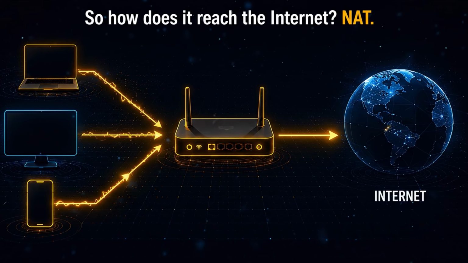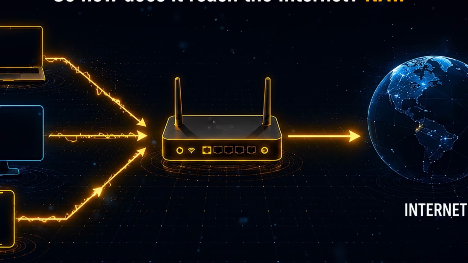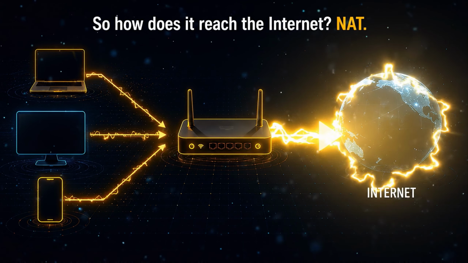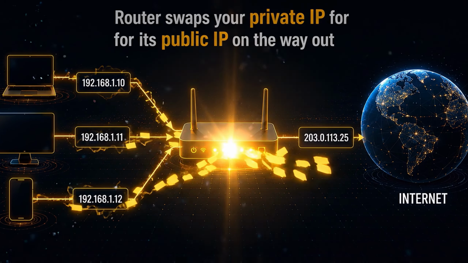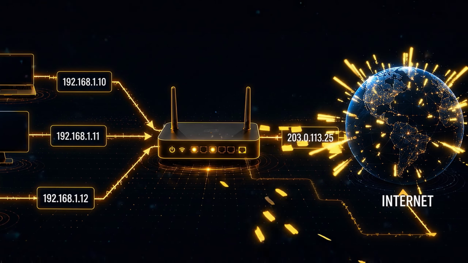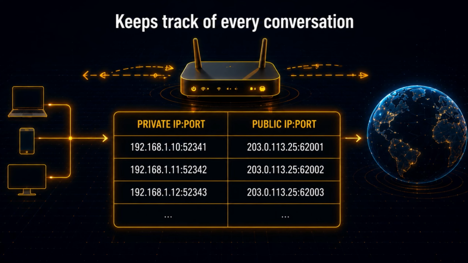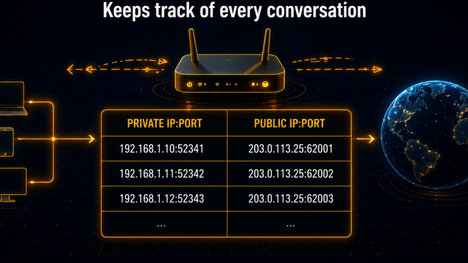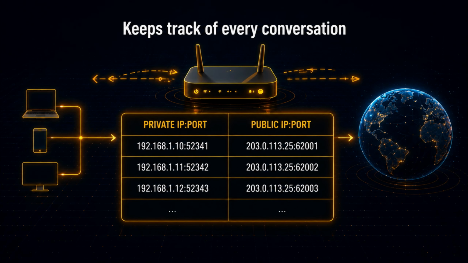So, how does your laptop reach a website on the internet if it only has a private address? That's where NAT comes in. Network Address Translation. When your device sends traffic to the internet, your router replaces your private IP address with its own public IP address. It keeps track of which device started each conversation, so when the reply comes back, it knows exactly where to send it. That's why dozens of devices in your home can all share one public IP address.